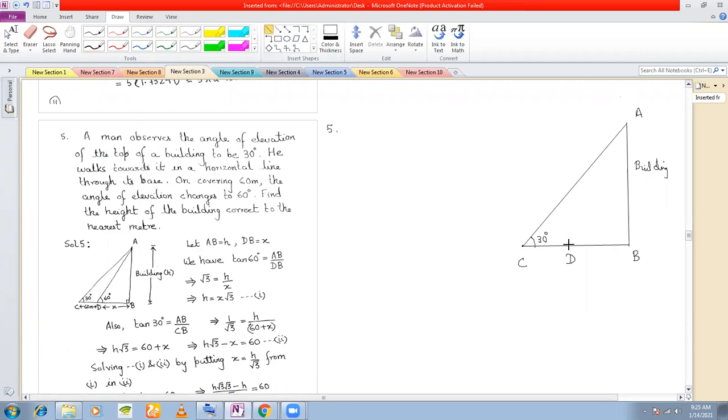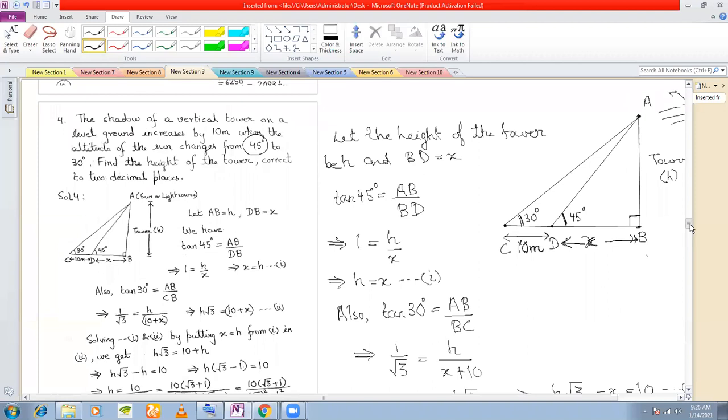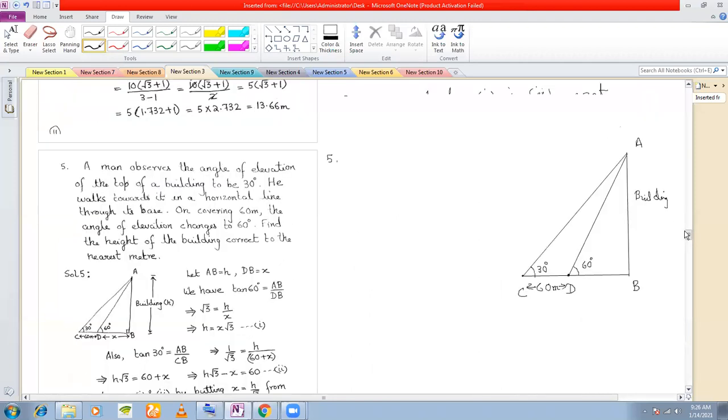So from here, this angle of elevation has changed. This has become 60 degrees. And how much distance has he walked? He has walked 60 meters. So if you see, this diagram is very similar to this diagram, where here we had to find the height of the tower, where this length was given. And here we have to find the height of the building given this length. So the technique in both the cases will be the same.